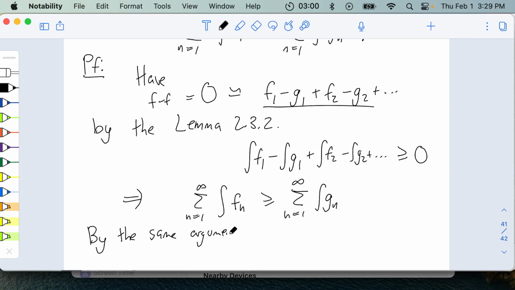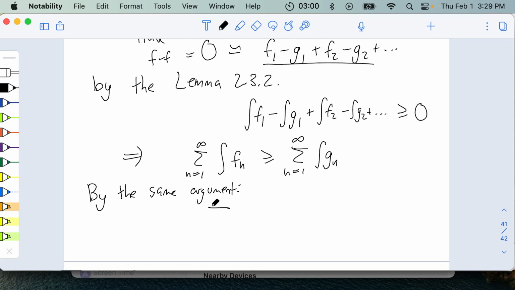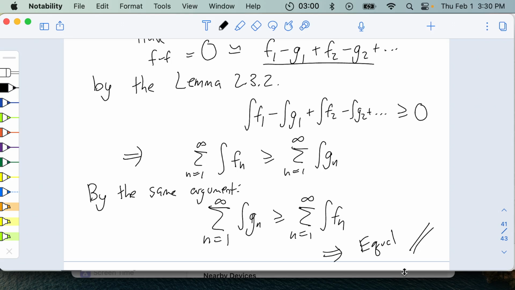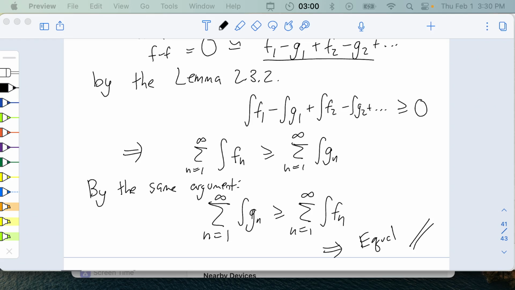the opposite is true. So just flip the g's and the f's, do it backwards, and you'll get that the integral of the gn's is at least as big as the integral of the fn's. And if one is bigger than the other, and the other is bigger than the first one, then they're equal. That's what we wanted. Therefore, equal. That was the theorem about the space L1 that we were trying to get to.